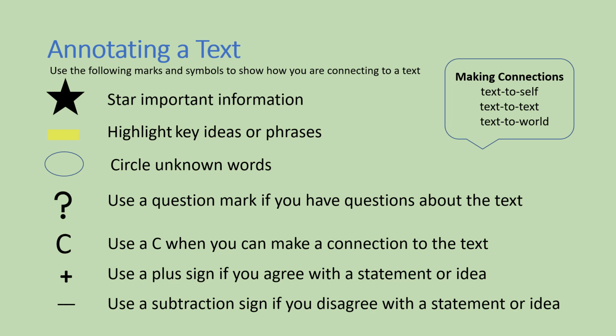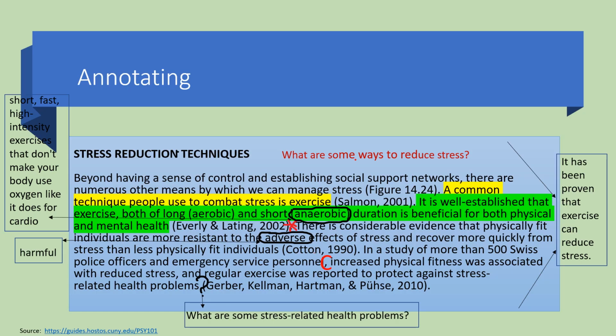Here are some examples of marks and symbols to use while you're annotating a text. You can use a star to mark important information, highlight key ideas or phrases, circle unknown words, use a question mark if you have questions about the text, use a C when you make a connection to the text, and those could be connections to self, to the text, to the world. Use a plus sign if you agree with a statement or idea, and a subtraction sign if you disagree with a statement or idea.